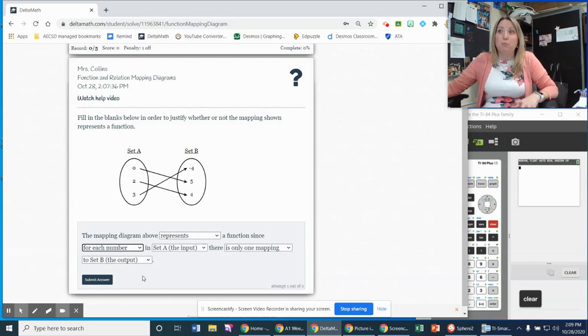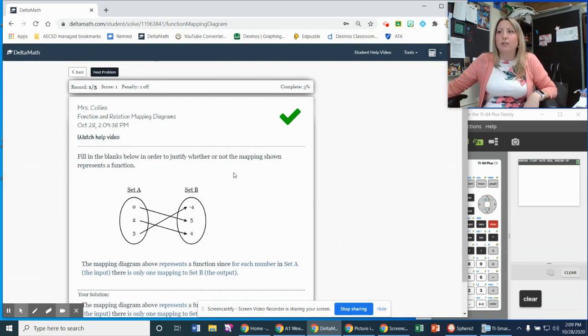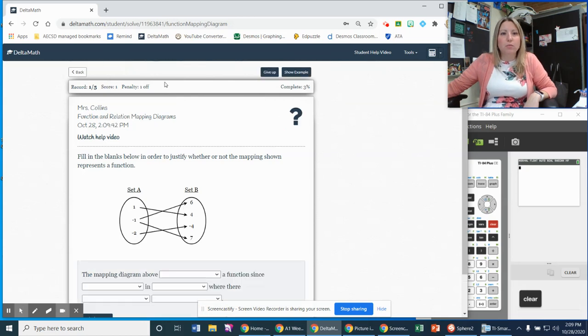Okay, so I have to do the first one right here. For each number in the input, there is only one mapping to the output. And submit. I got it right. That's what we want to do. The next problem gives me another one in this section.